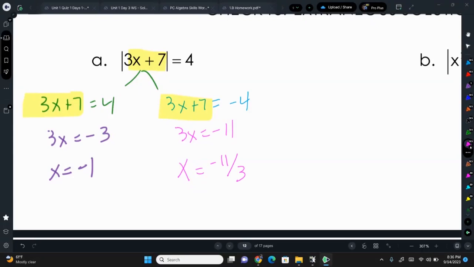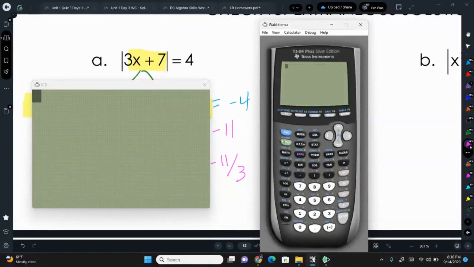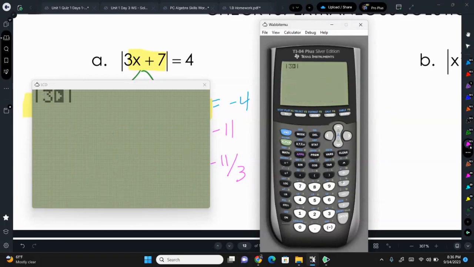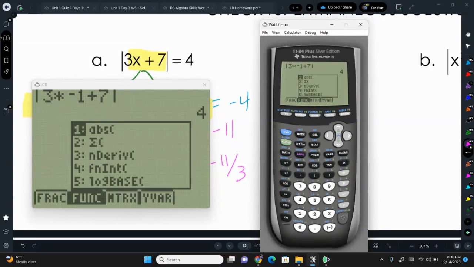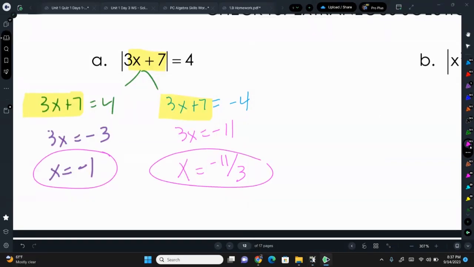So then you want to, again, check both of these in the original equation. To do absolute value, we do alpha window. The first one is abs of 3 times negative 1 plus 7, and we hope we get 4. Okay? And then we'll do this again. 3 times negative 11 over 3, close parentheses, plus 7, and we also get 4. So both of these are viable solutions.